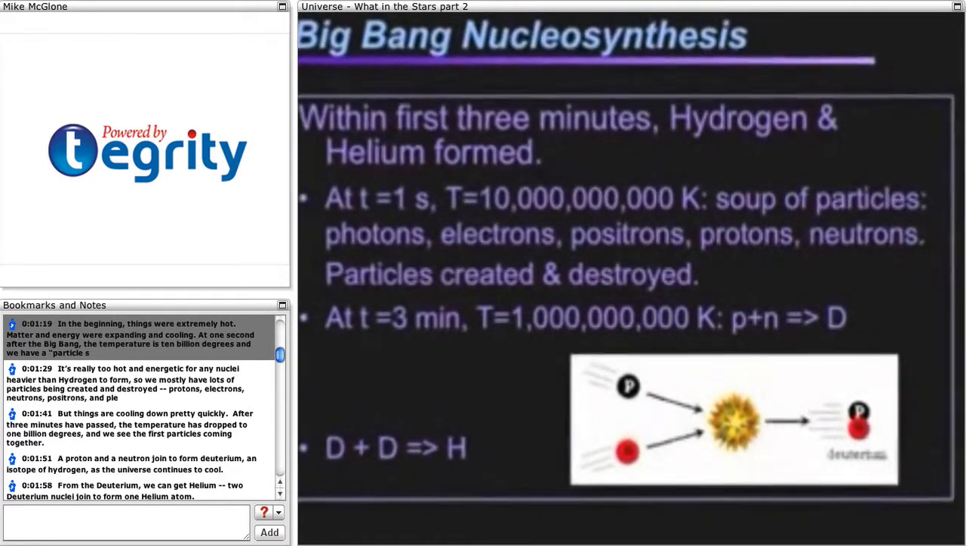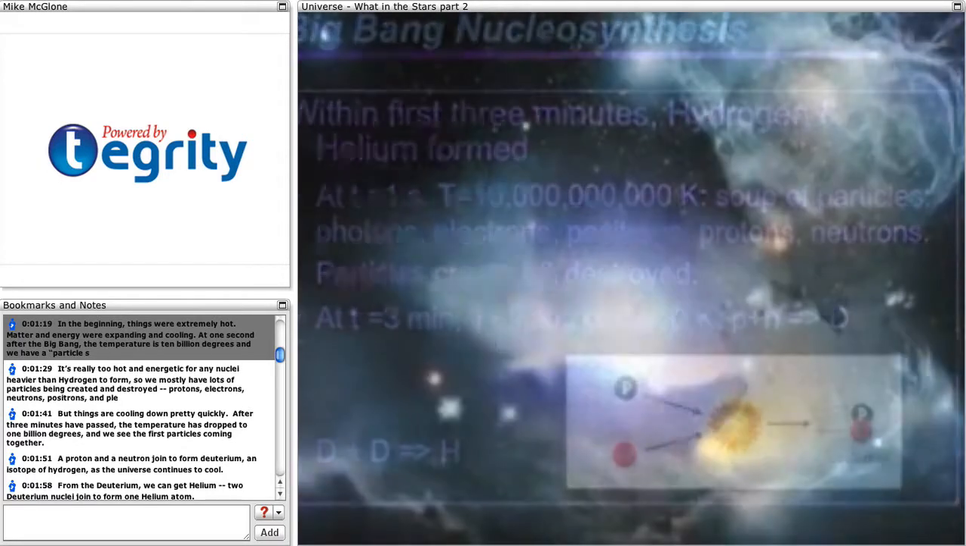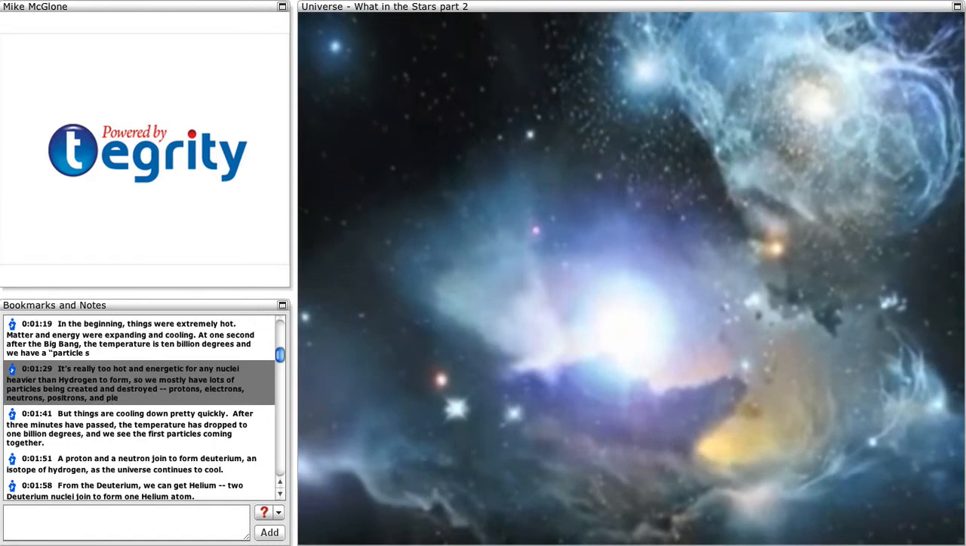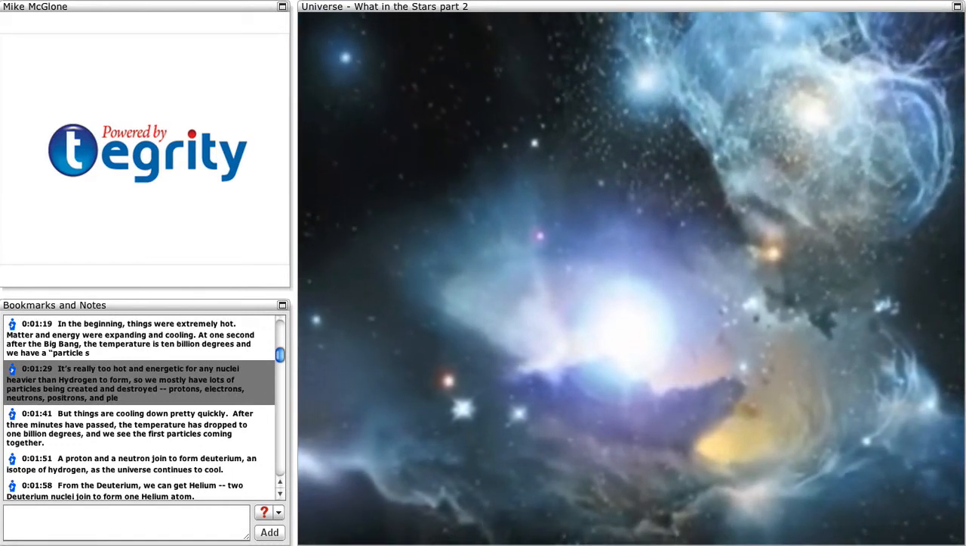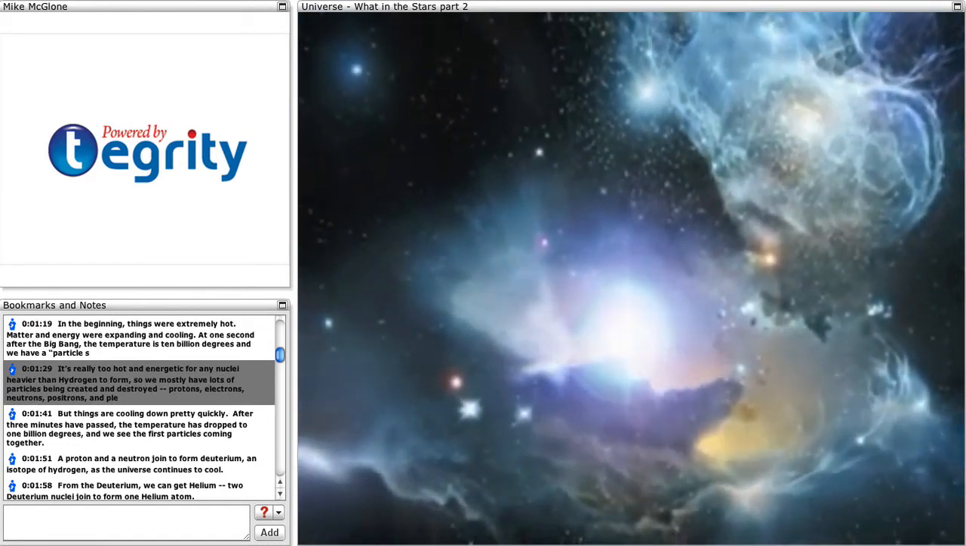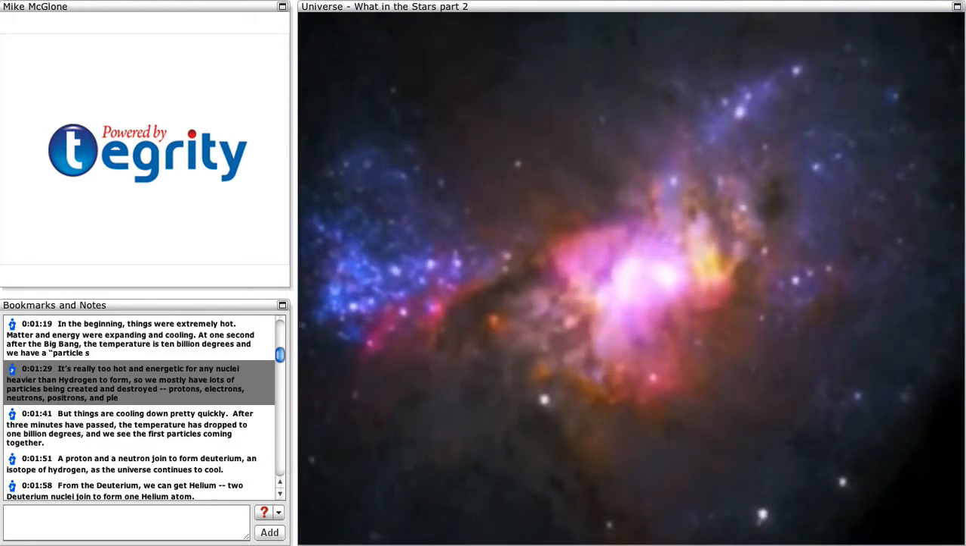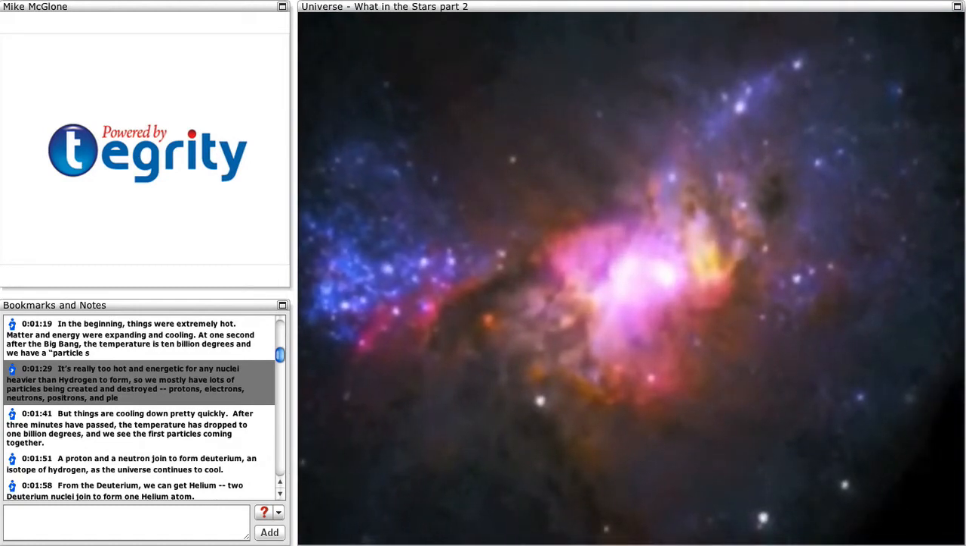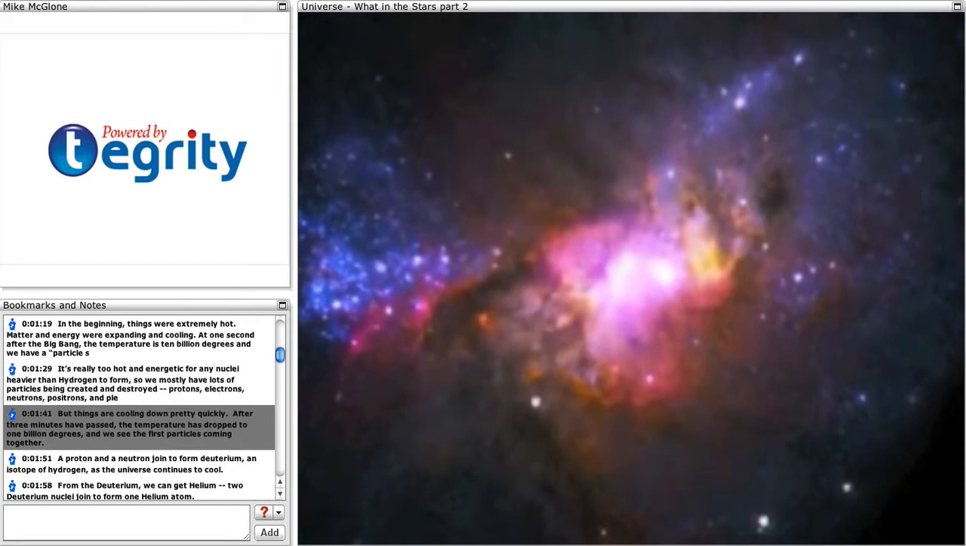At 1 second after the Big Bang, the temperature is 10 billion degrees, and we have a particle soup. It is really too hot and energetic for any nuclei heavier than hydrogen to form, so we mostly have lots of particles being created and destroyed. Protons, electrons, neutrons, positrons, and plenty of other ons. But things are cooling down pretty quickly.